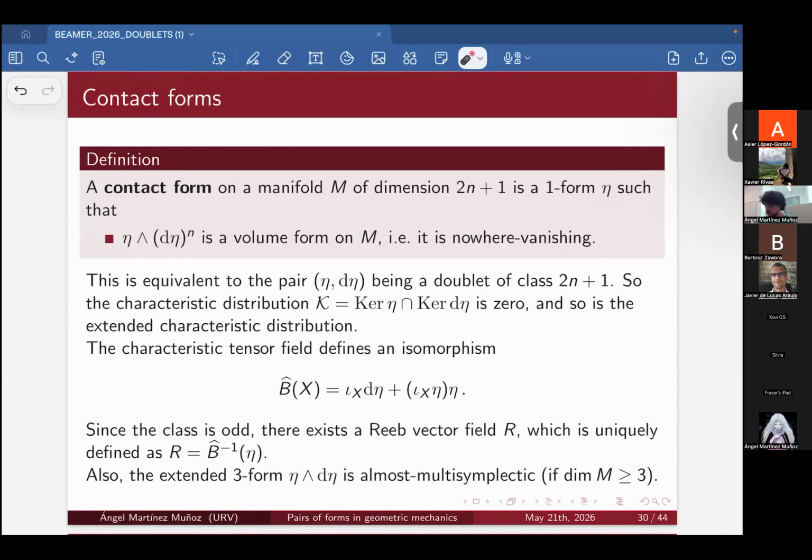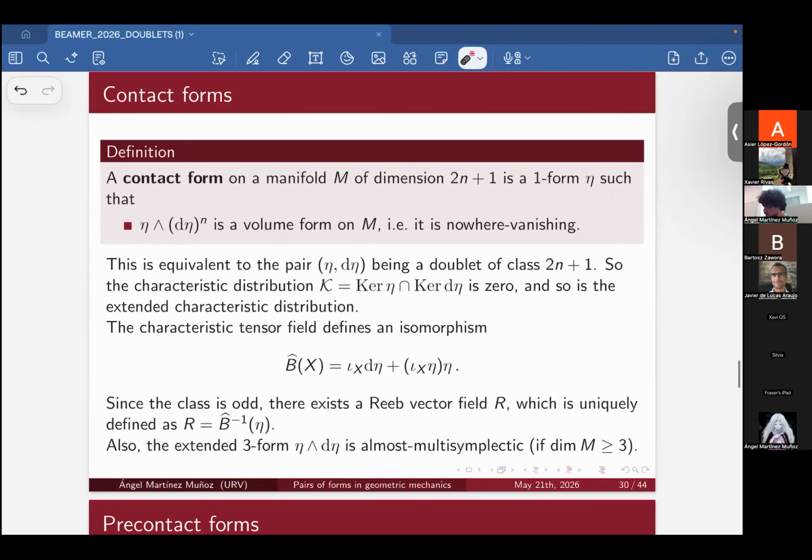Another example is contact forms. When you have a contact form, you have a one form such that this is a volume form. So in contact manifolds, what you care about are pairs of a one form and its differential, right? The usual notion of class, for example, that you can find in the book by Cote-Billon, is considered just for pairs like this, just for a one form and its differential. But I think the nice thing about this paper is this generalized notion of class that works well with any pairs of forms, right?